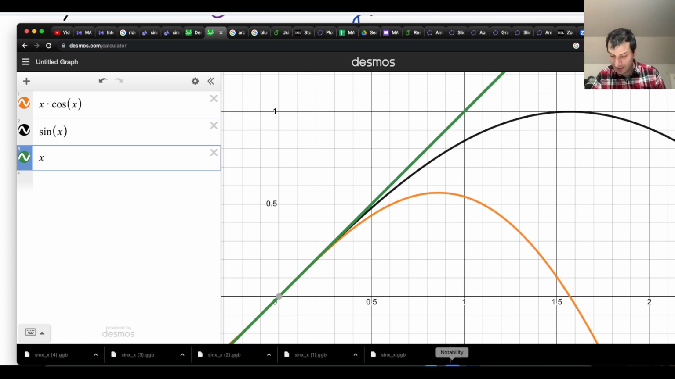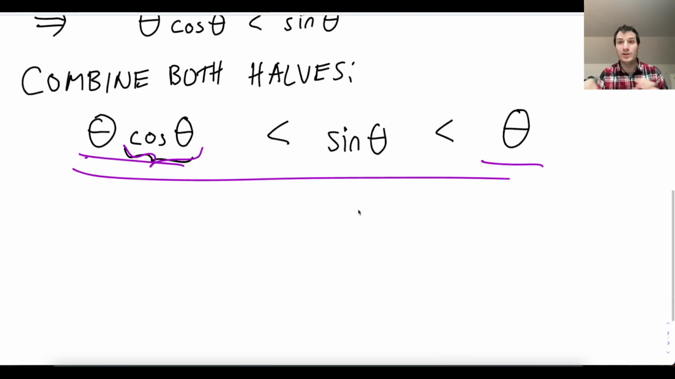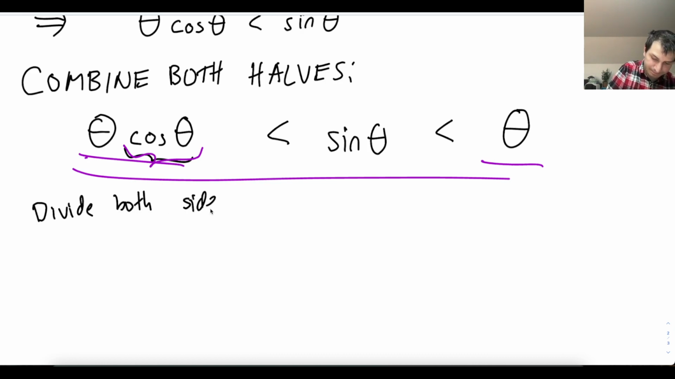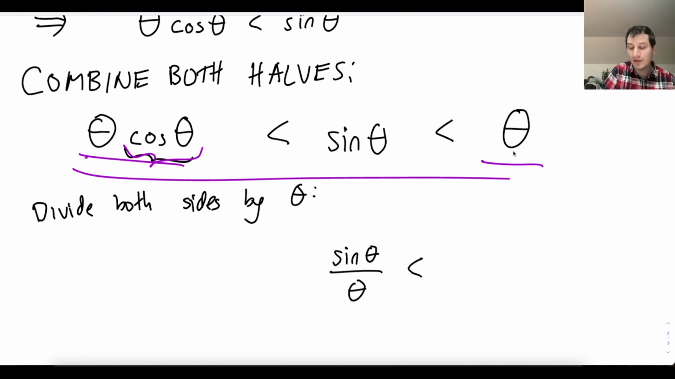To really see it, to finally finish off super mathematically, what you would do is you would divide both sides by theta. And if you do that, you get the sine of theta divided by theta. On this side, you have theta divided by theta. That's just 1. On the other side, you just have cosine of theta. So the sine of theta over theta is squeezed between cosine of theta and 1.